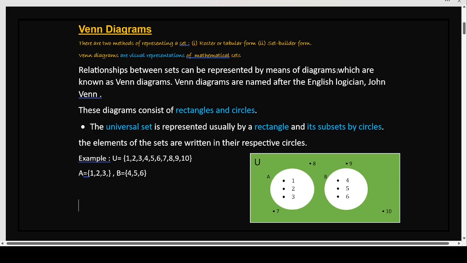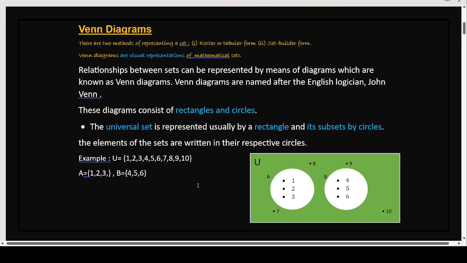This was invented by English logician John Venn. It is named after him. These diagrams consist of rectangles and circles. The universal set is usually represented by a rectangle, and its subsets by circles. The elements of the sets are written in their respective circles.